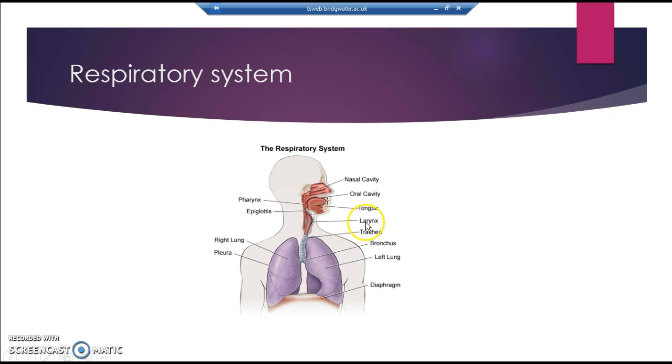The next one is the larynx. Air passes through the larynx. This is basically my voice, so this is what is making me talk right now. The next one is the trachea, also known as the windpipe. It's the passage oxygen travels through, surrounded by C-shaped cartilage rings, basically for protection, so it doesn't buckle. Next one is the bronchus.